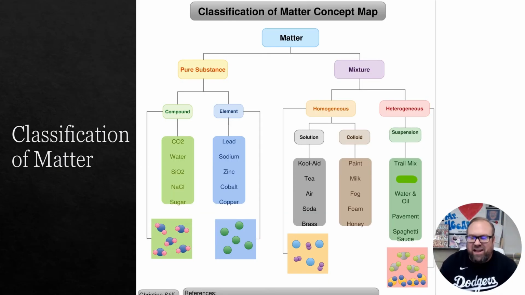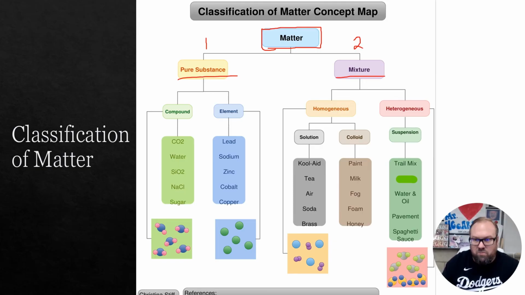All right, so here's my last slide for part one, and we'll do part two in another video because this is now getting pretty long. So this is a nice classification of matter concept map. I really enjoy this one. I think it does a good job of breaking it down. And remember, we start off with matter, and we can break matter into two major pathways when we classify it. So we can have pure substances and we can have mixtures, okay? Now, pure substances, we can think about either a pure element or we can think about compounds.